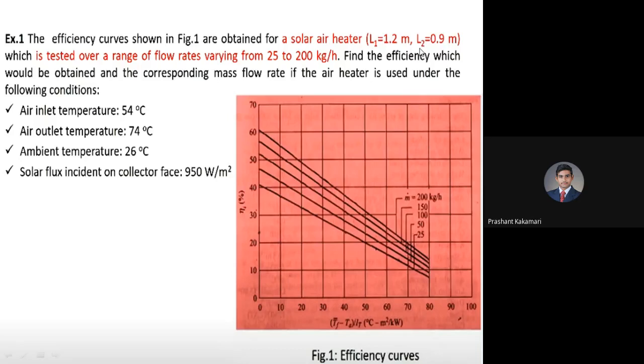I hope you are understanding. L2 you can assume as the width of the solar air heater, 0.9 meters. So once you multiply this, I can get the cross section area of the collector or the plate.